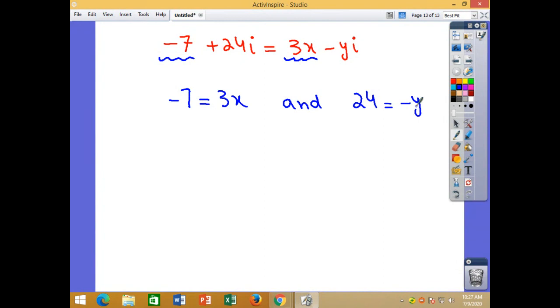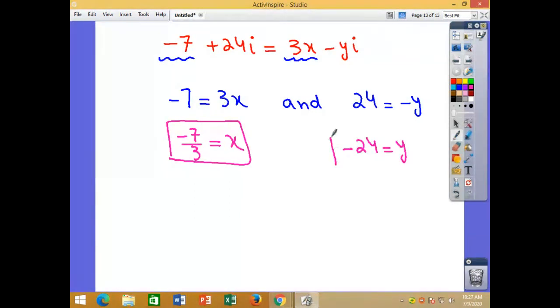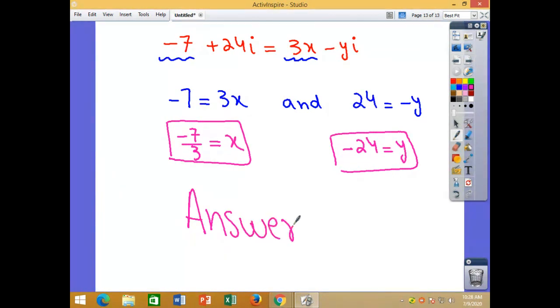Now simplify it. What do we do in the simplification? We take 3 to the denominator of −7 and we get the value of x, and we take the negative sign to the other side and we get the value of y. Therefore we get our required answer.